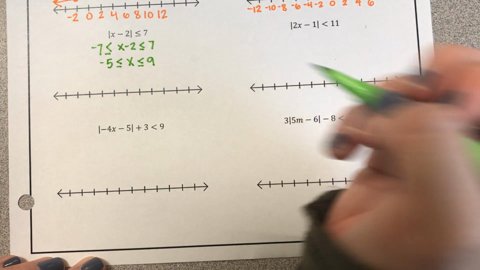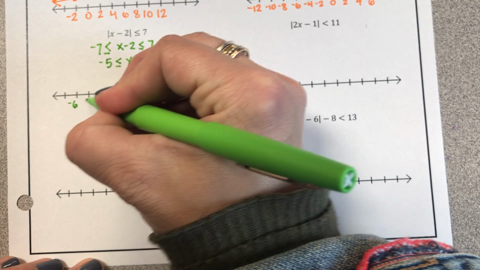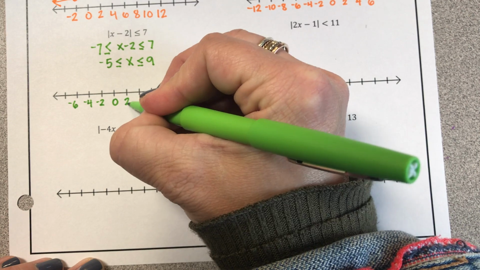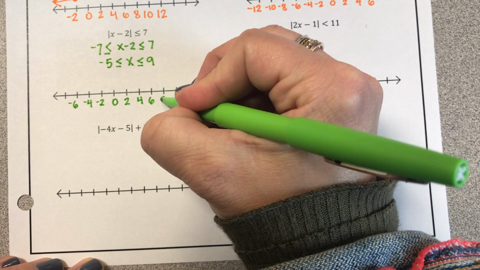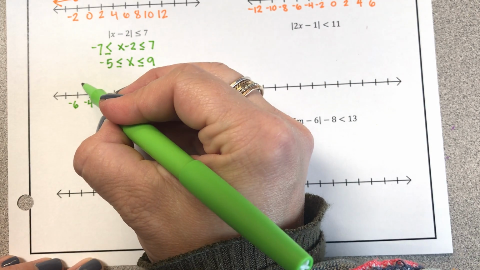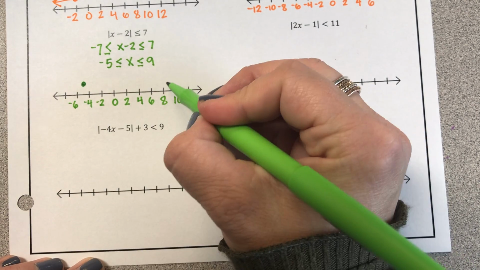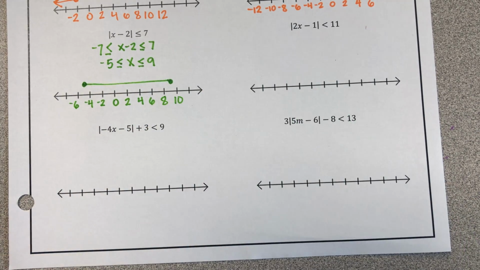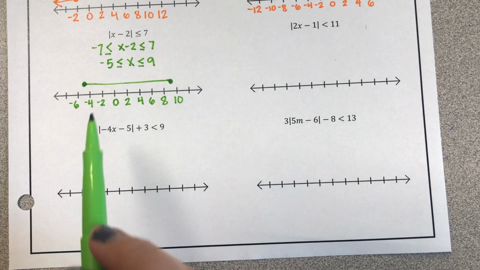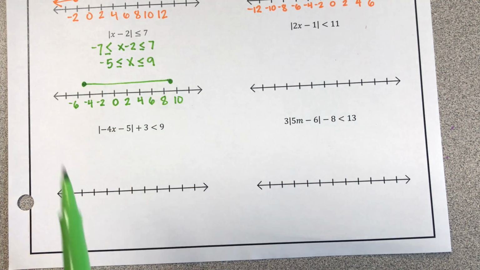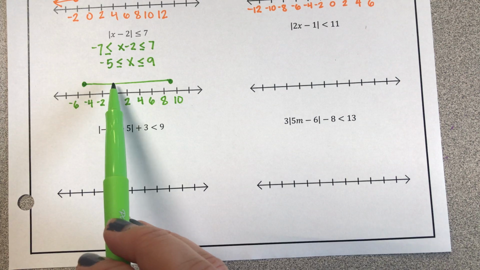I didn't give myself enough space. So let me just do negative 6, negative 4, negative 2, 0, 2, 4, 6, 8, 10. So I need to have a closed-in circle on negative 5, and then a closed-in circle on 9, and then I'm going to connect them. So I could use any of these numbers, and it's going to give me an absolute value that's less than or equal to 7. Let's say I picked 0.